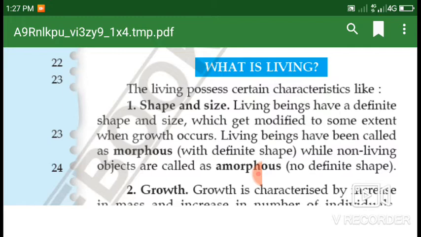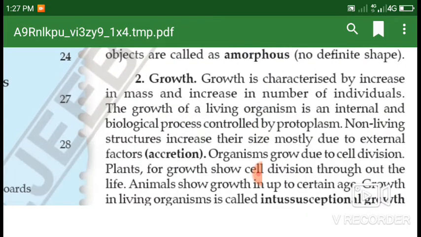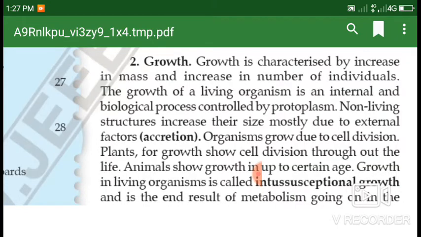As it grows to a particular height of maturity, let us understand the characteristics of growth. Growth is characterized by an increase in mass and an increase in the number of individuals. The growth of a living organism is an internal, biological process controlled by the protoplasm. Non-living structures increase their size mostly due to external factors, accretion. Organisms grow due to cell division. Plants show cell division throughout life. Animals show growth up to a certain age.